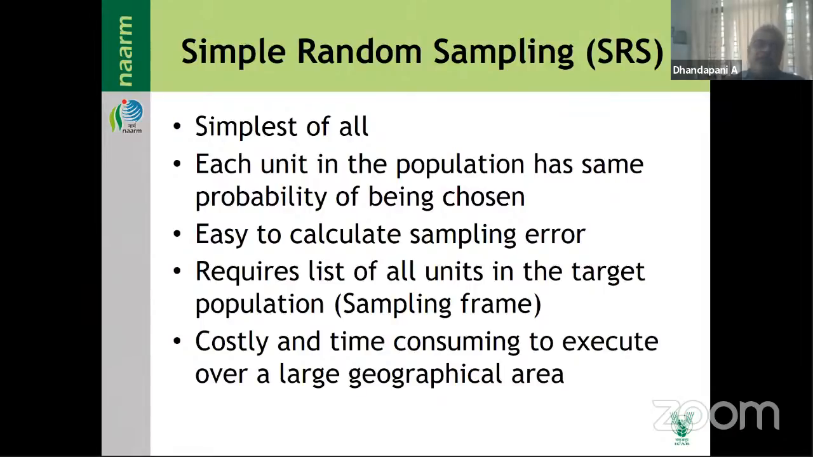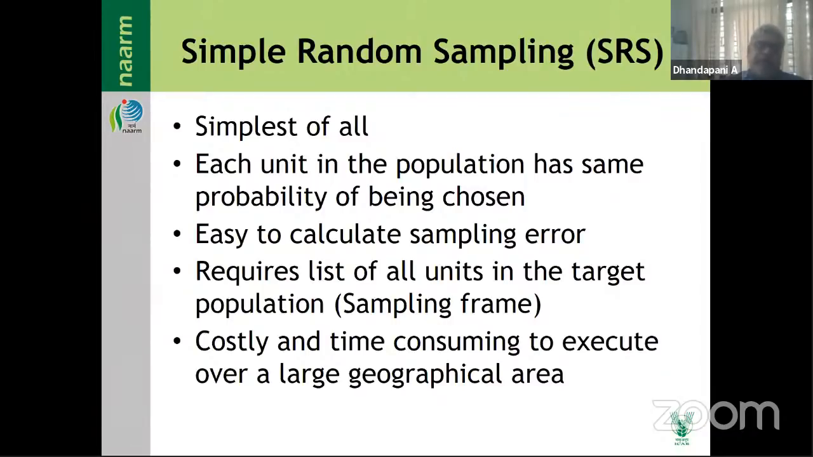So don't use random sampling for something else. Random sampling means that it has equal probability. Now, this is the very simplest one, the easiest one you can think of, and the easiest way you can handle the estimation procedure and calculate the sampling error. All these things are very, very simple. So that's why this will be the one which will be introduced.